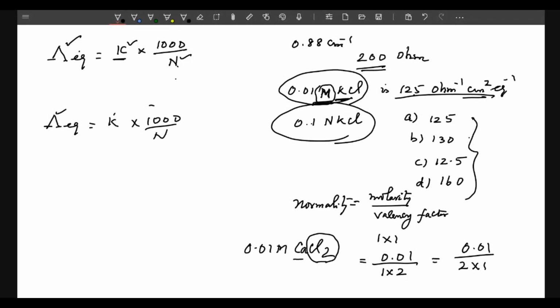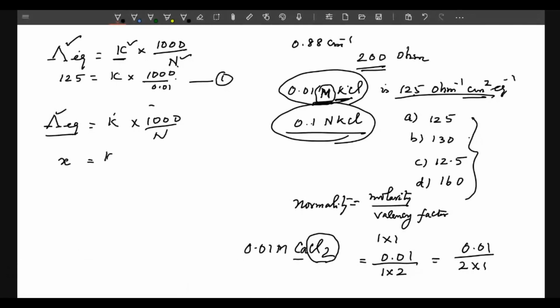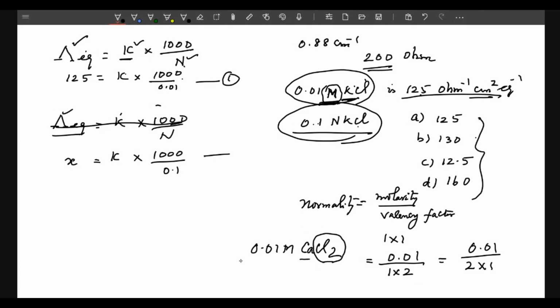Substitute, take this equation 2 times. First substitute the first one. 125 is equal to kappa into 1000 by n. What is n? 0.01. This is equation 1. Next, what is asked? This x. This is equal to x. Kappa, the same potassium chloride. Therefore, kappa would be the same. The specific conductance would be the same. The electrolytes are the same, so the specific conductances are the same. 1000 by the normality, which is 0.1. This is equation 2.